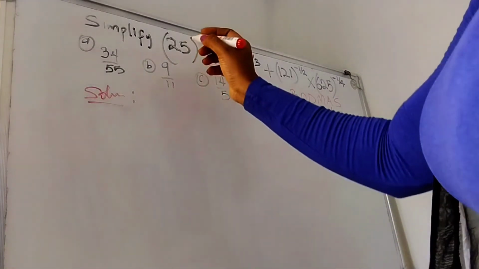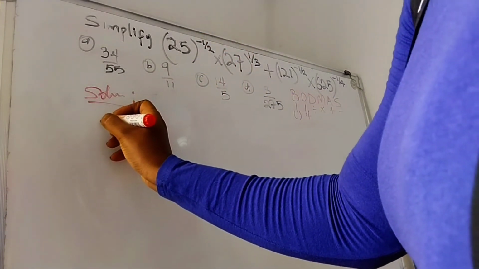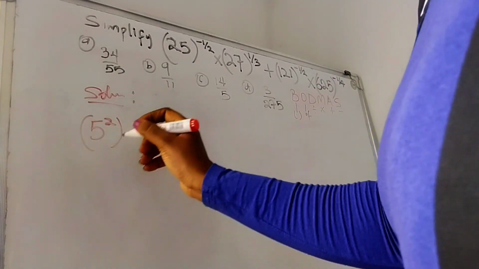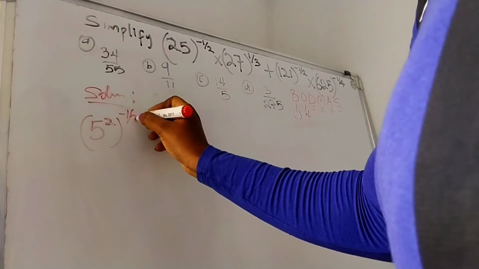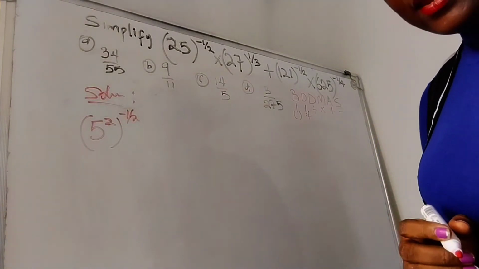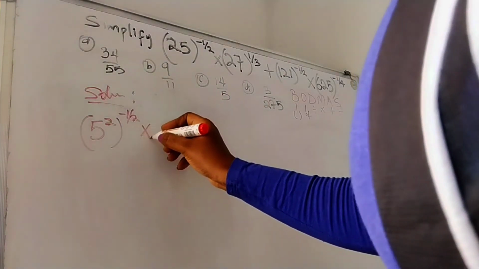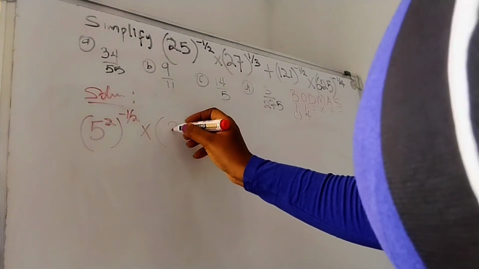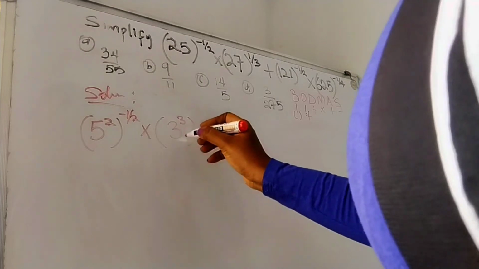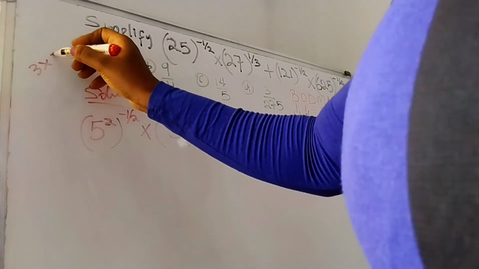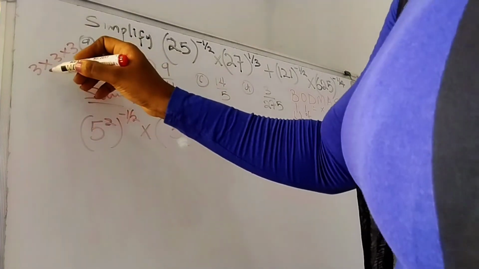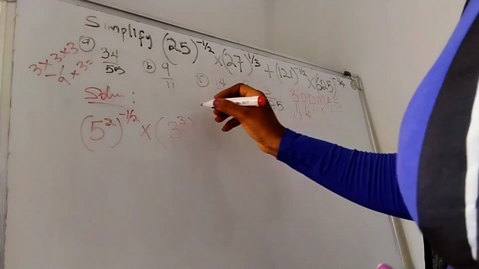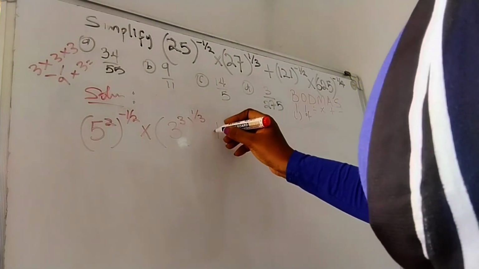So let's start. We know that 25 is the same thing as 5 raised to power 2. So we're going to put that into the bracket. We know that 27 is what? Take a guess quickly. 27 is 3 raised to power 3. Let's check it out: 3 times 3 times 3. 3 times 3 gives us 9, times 3 gives us 27. 1 over 3. Plus, right?